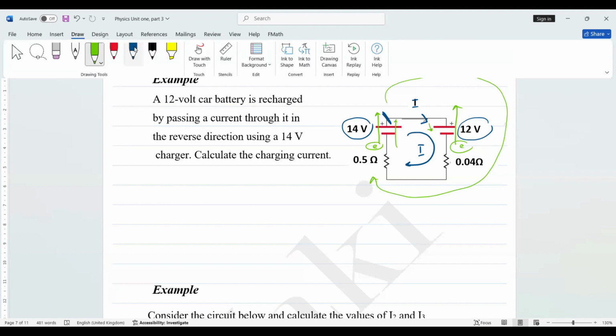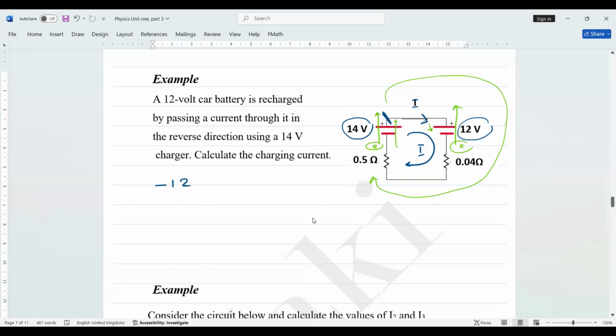So it's negative 12. Why is it negative? Because the direction of the current is opposite to the direction of the loop. This is the direction of the current, but this is the direction of electron flow, from negative to positive. It's opposite to the direction of the loop, so it's negative 12. Now, this is a resistor, so the potential difference is negative.